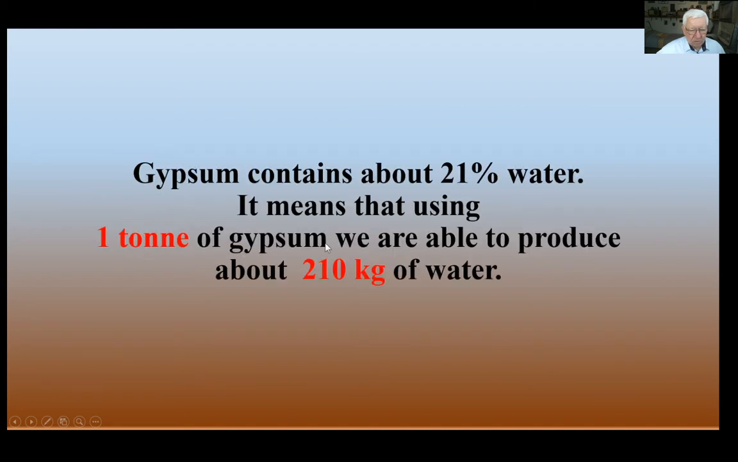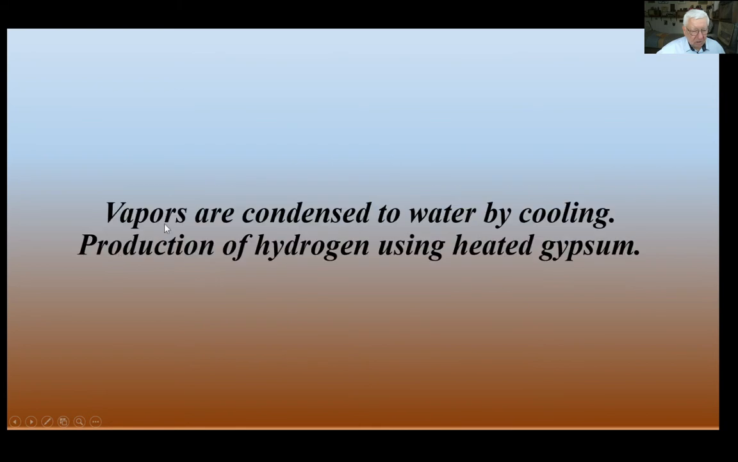One ton of gypsum, which contains 21% of water, contains 210 kilograms of water. So during the heating, the water is evaporated from gypsum and later is condensed to water by cooling. And using this technology, we are able to obtain water from gypsum, from mineral.